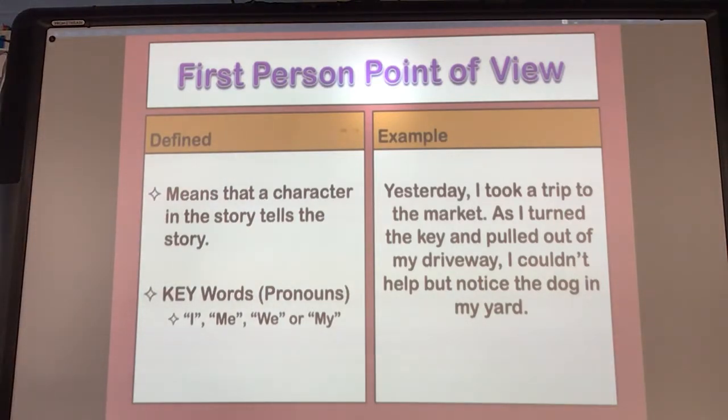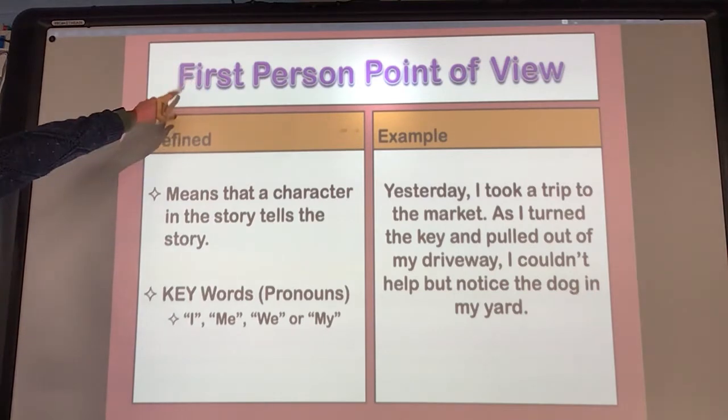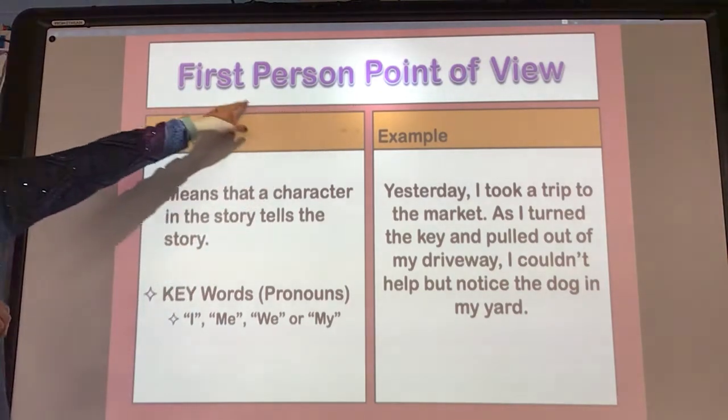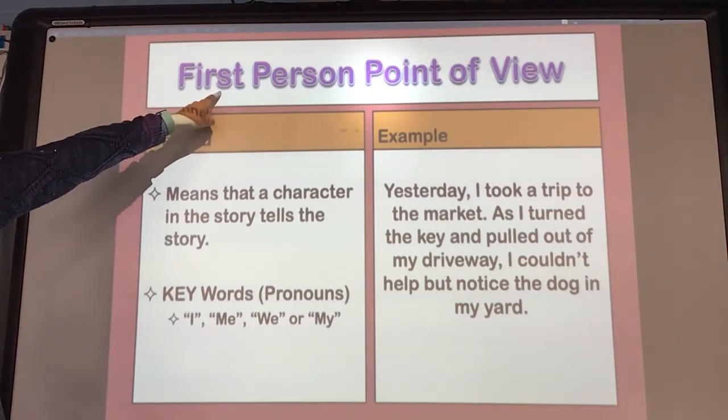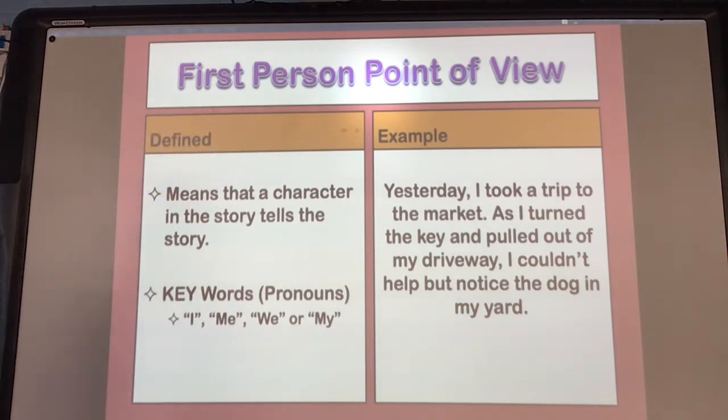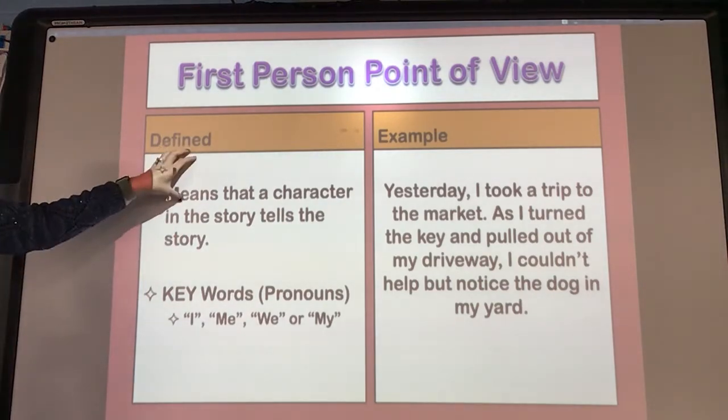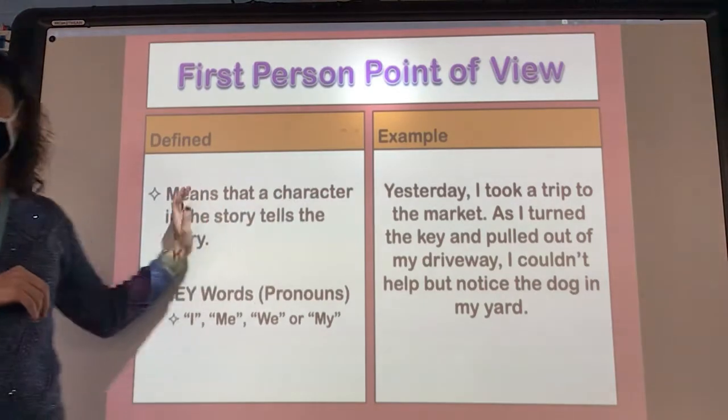All right, let's talk about some of those different points of view. I think Maya mentioned there were three. This is our first one. So we have first person point of view, which is probably the easiest to pick out. In your notebook, write down first person. You can set this up with boxes around it if you want, because we're going to define it and you're going to get examples for all of them.